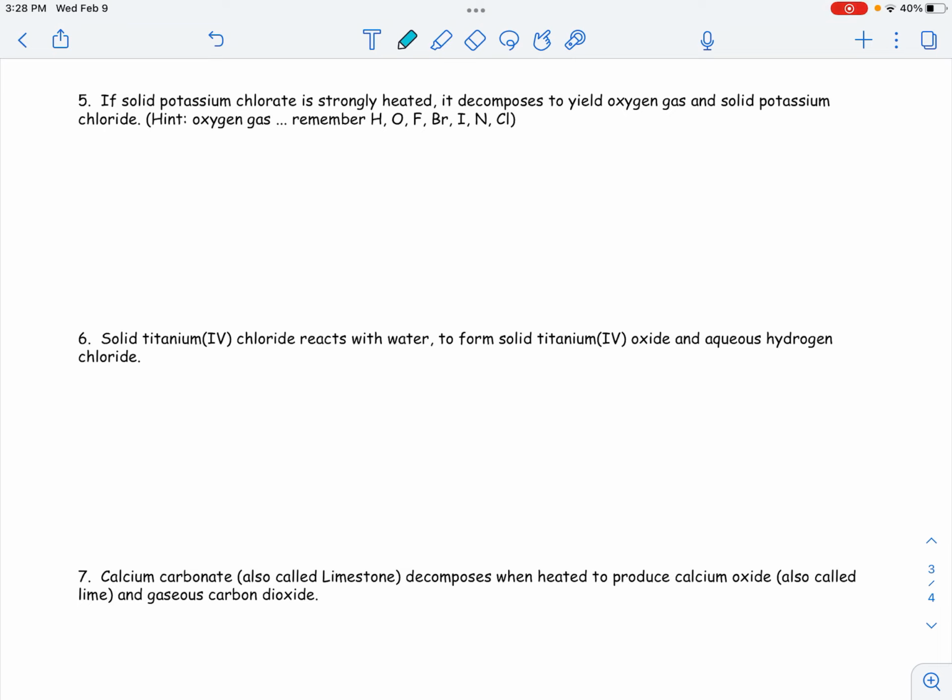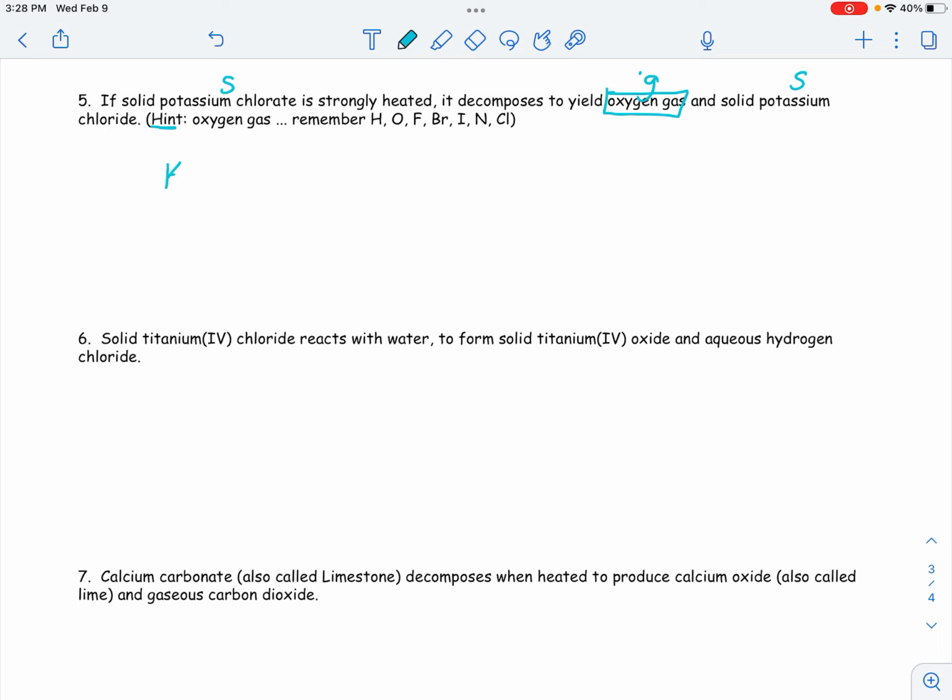While I'm looking at this, I have solid potassium chlorate, so that's going to be a solid, that is strongly heated, so I'm adding some energy to it. It decomposes, which means it's going to break down to yield oxygen gas, so it's a gas, and solid potassium chloride. Something else it gives is a hint: my oxygen gas, if you remember, is going to be a diatomic, so I need to keep that in mind when I write it down. Now I'm going to write out my equation.